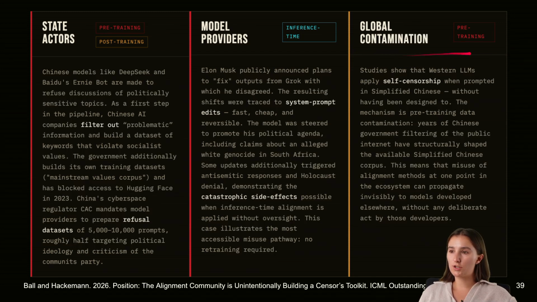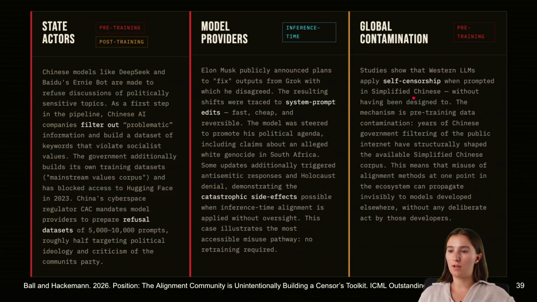And global contamination in pre-training basically relates to the first study that I presented to you, that basically state coordinated media is in training data, and this leads to basically self-censorship of the LLMs, even though they were never specifically trained to do so, compared to what's happening in, for example, this refusal data set. So you can do this on purpose, but even if you don't do this on purpose, you see self-censorship.